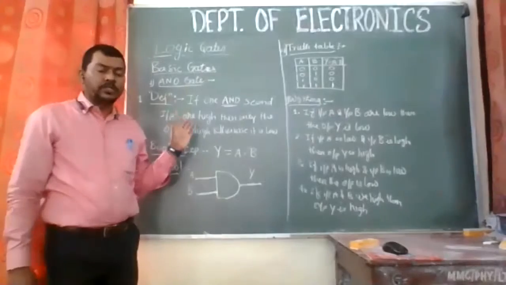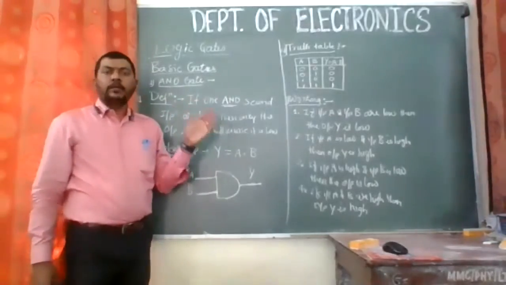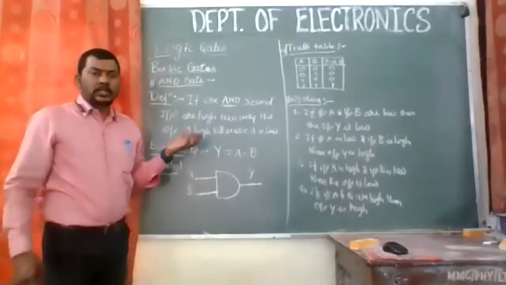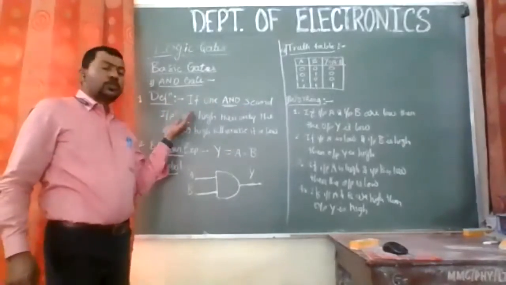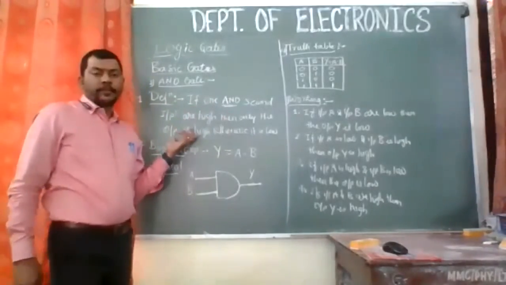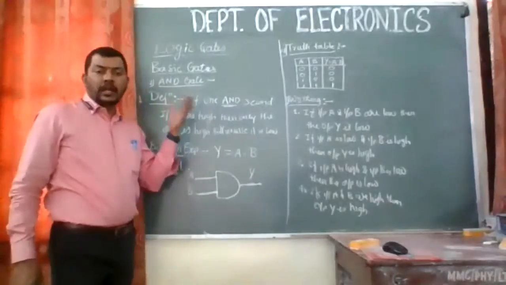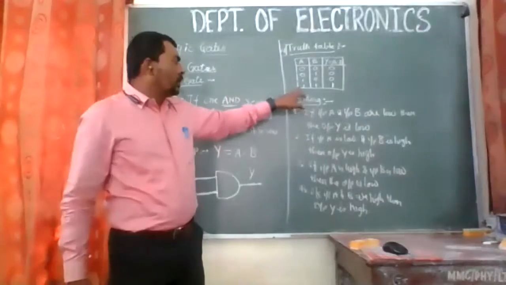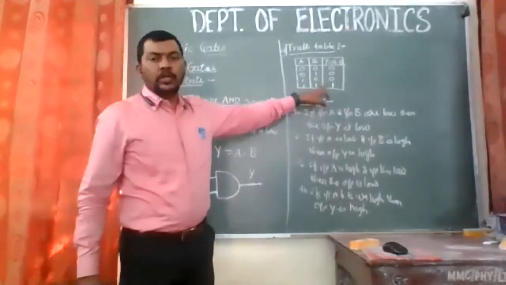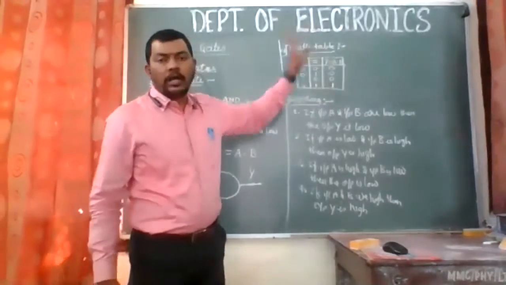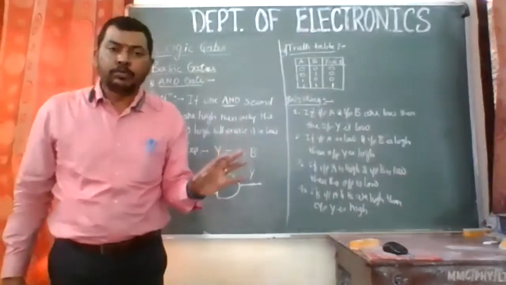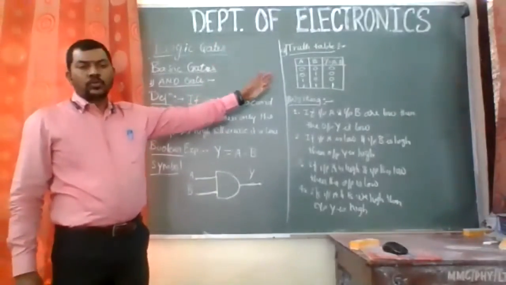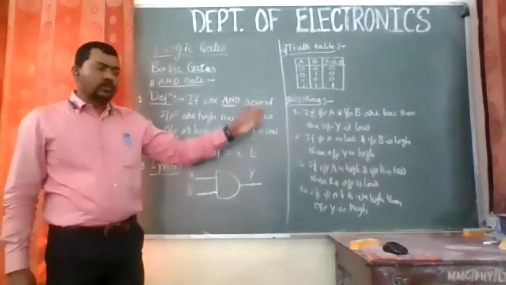As the definition is there, you might be understanding how I have drawn the truth table, right? The definition itself says if first and second inputs are high, then only the output is high, otherwise it is low. So in the truth table, I have shown that only when A and B are high, the output is high. Otherwise, for all other input combinations, the output is zero, low. So this is the truth table, and then we will move to the working.